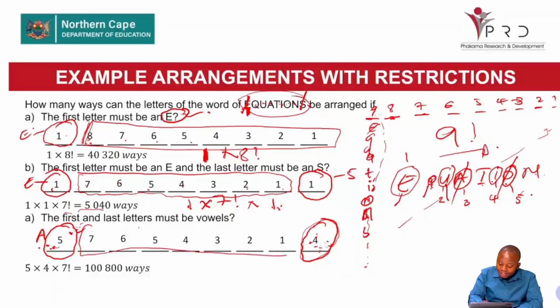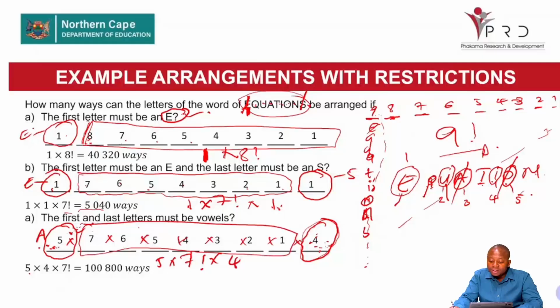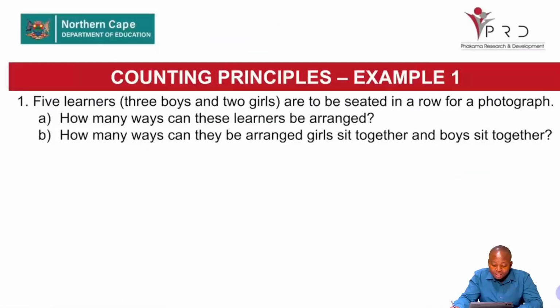Then we have the 7 there, continuing to 1, so we have 7 factorial. How many choices do we have here? 5. So it's 5 for the first and 4 for the last, and we just multiply everything by each other. That's where we get the restrictions with the positions. Now, let us look at this example.